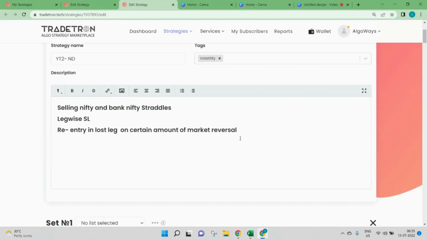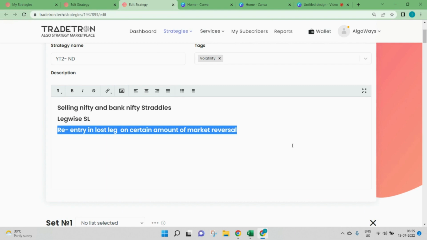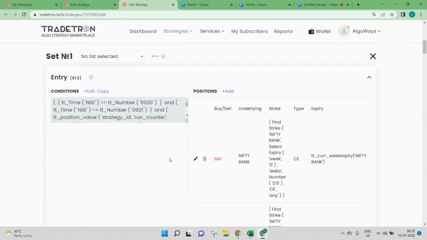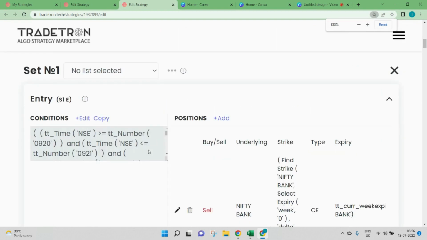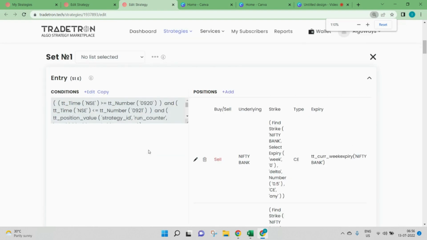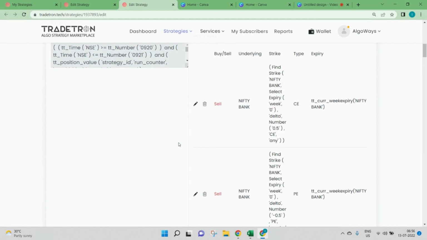We'll go to strategy 2. So, selling Nifty and Bank Nifty straddles, legwise stop loss, and re-entry in the lost leg on a certain amount of market reversal. Okay, so we'll quickly go through this. I have added certain more conditions just to give an explanation about entering different types of conditions.